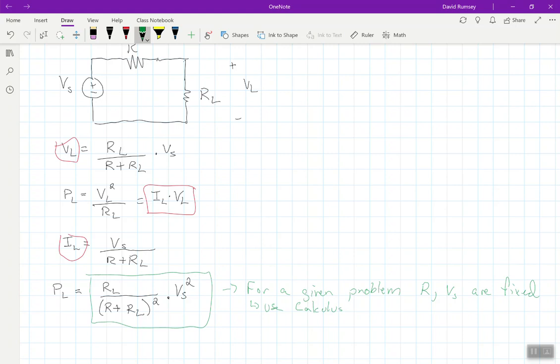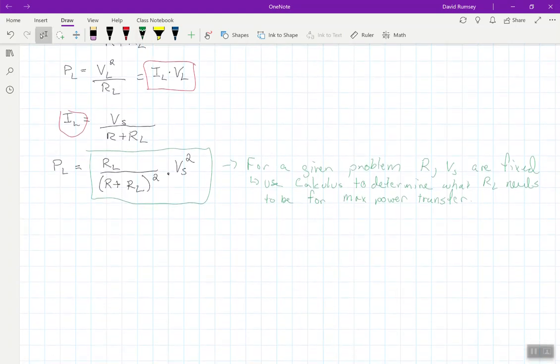We could use calculus to determine what RL needs to be for max power transfer. And the short answer is that for this circuit that we have, RL needs to be equal to R for max power transfer.